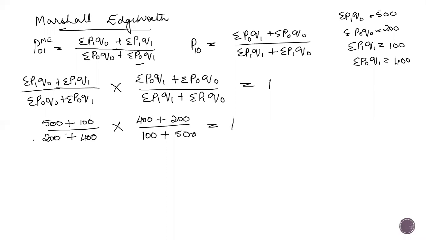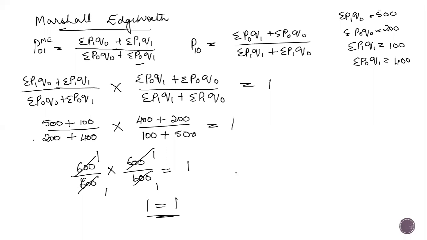500 plus 100, what is the answer? 600 divided by 400 plus 200, it is again 600, into 600 divided by 500 plus 100, which will give you 600. Okay, is equal to 1. Now if you see this, the 600s all will be cancelled. So 1 into 1, 1 divided by 1 is 1. That means 1 is equal to 1. That means Marshall and Edgeworth will satisfy the TRT test. Okay, did you all understand so much?